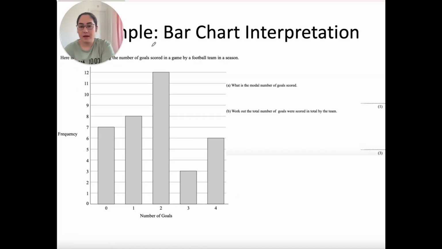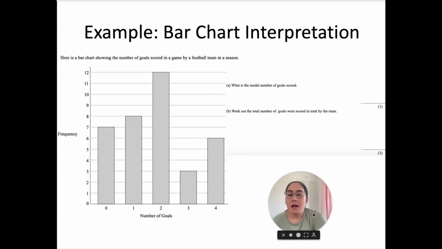Let's look at some specific examples. Okay, we have a bar chart here. Here's a bar chart showing the number of goals scored in a game by a football team in a season. What is the modal number of goals? First question. Second question says, look at the number of goals that were scored in total by the team.